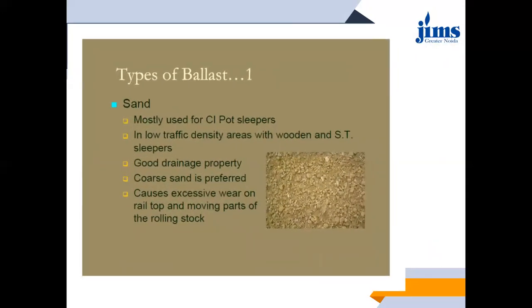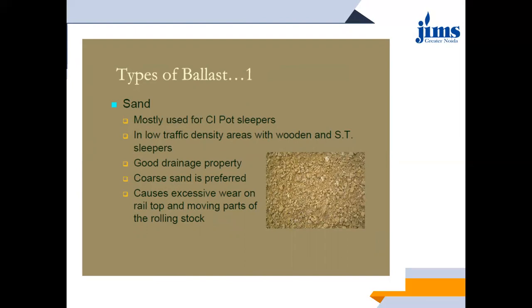Then the second type of ballast is sand. This sand or gravel was mostly used for CI pot sleepers, that is cast iron pot sleepers, which had two pots attached with the help of cotters and tie bar. These are specifically suitable for low traffic density areas with wooden and steel sleepers also. Sand ballast has good drainage property, but coarse sand is preferred in this case.